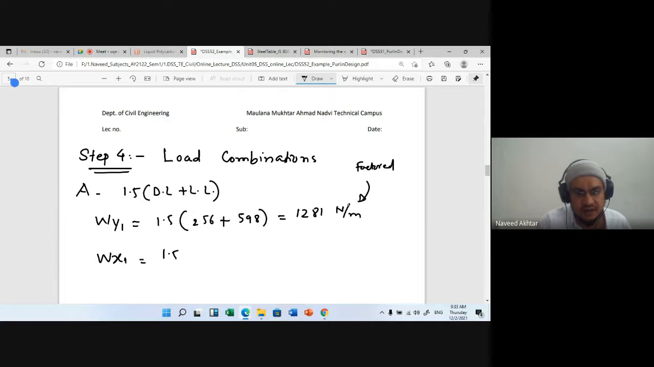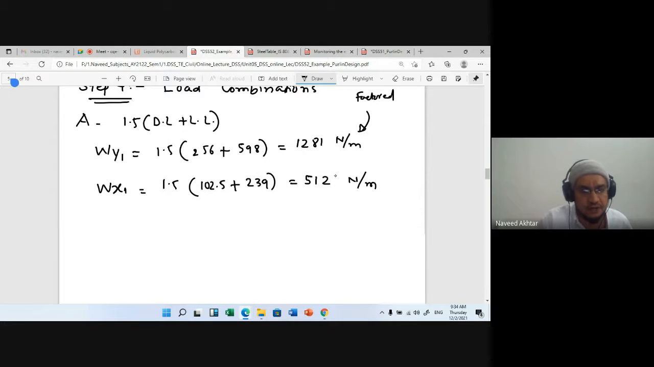So 1.5 times of x component, 102.5 in case of dead load, in case of live load is 239. So it will be 512 Newton per meter. It is also factored. Now the second combination as per the IS code you will take, it will be 1.5 times of dead load plus wind load. This is the second combination.